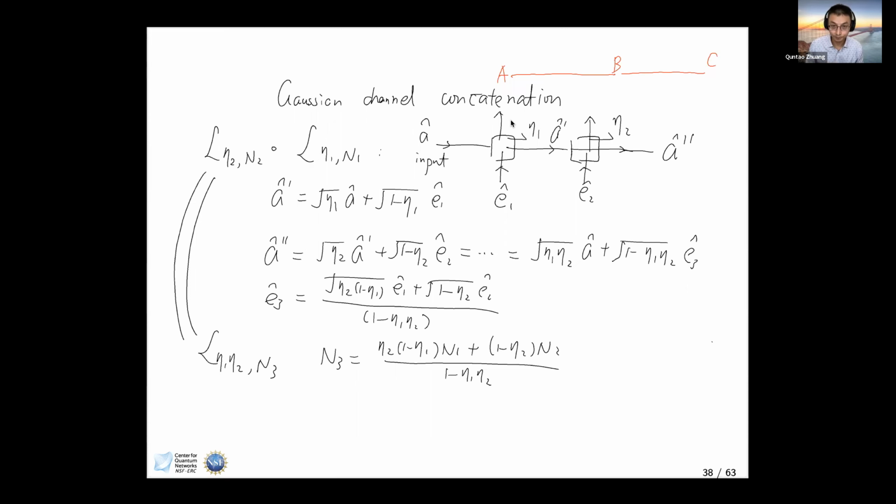It mixes this input A with a general thermal mode, although it's now defined as a mixture of the two thermal modes in some way, but it's still a thermal mode. So overall, it's a thermal loss channel.